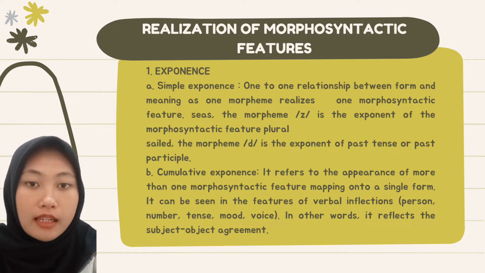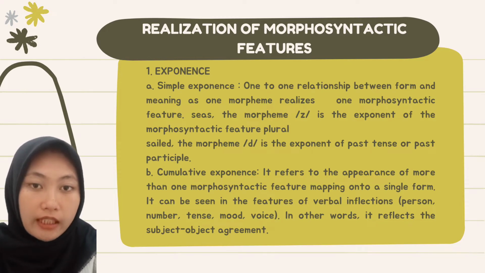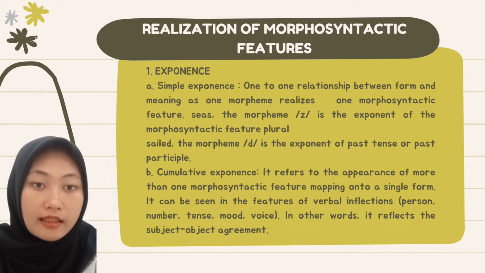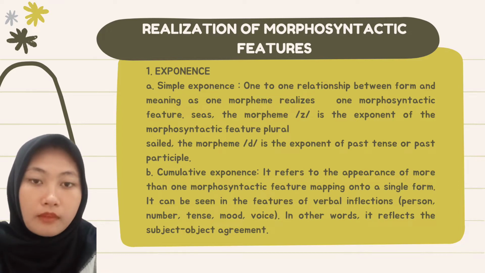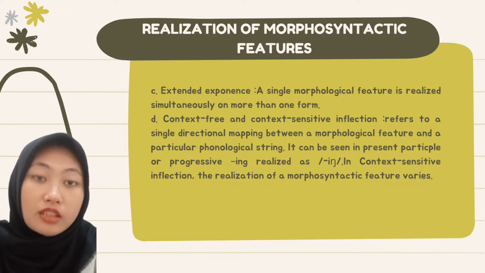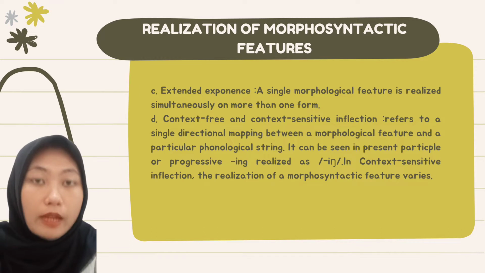The second one is cumulative exponents. It refers to the appearance of more than one morphosyntactic feature mapping onto a single form. It can be seen in the features of verbal inflection like person, number, tense, mood, or voice. In other words, it reflects the subject-object agreement. And the third is extended exponents: a single morphological feature is realized simultaneously on more than one form.